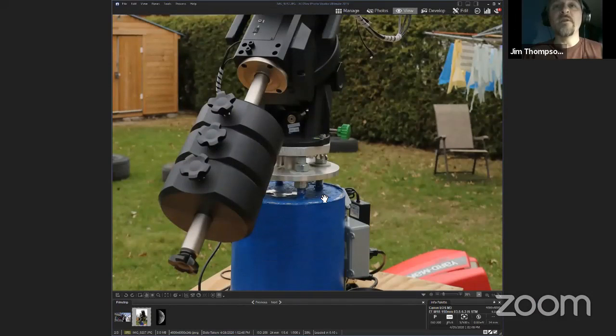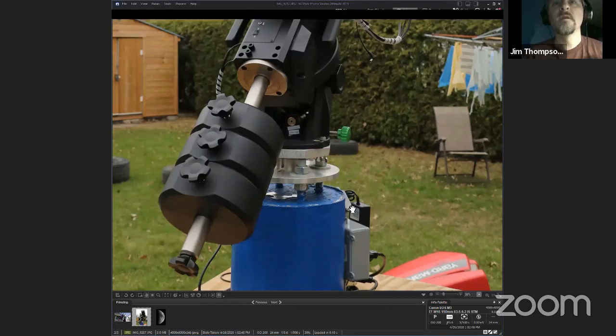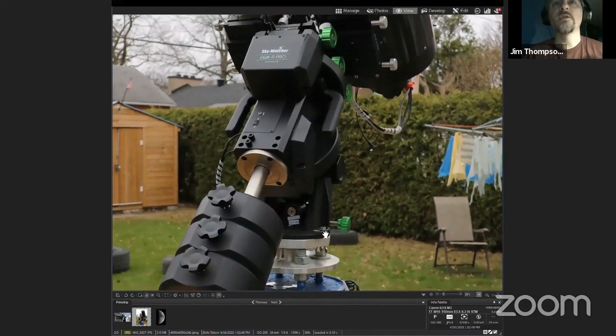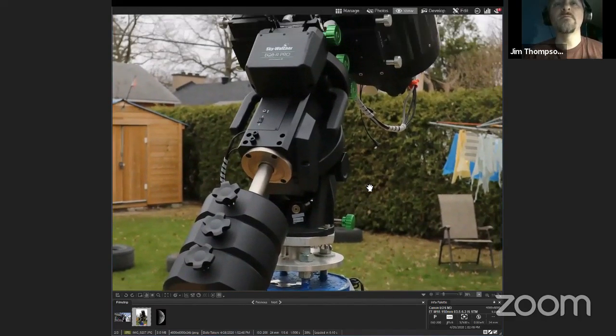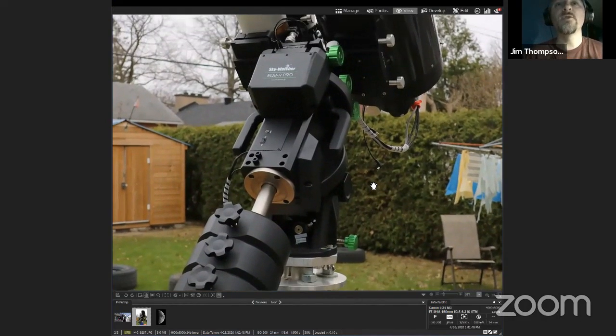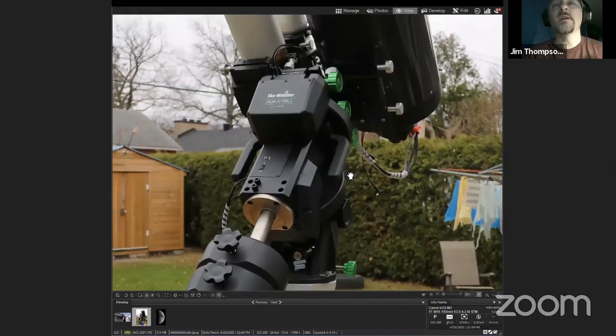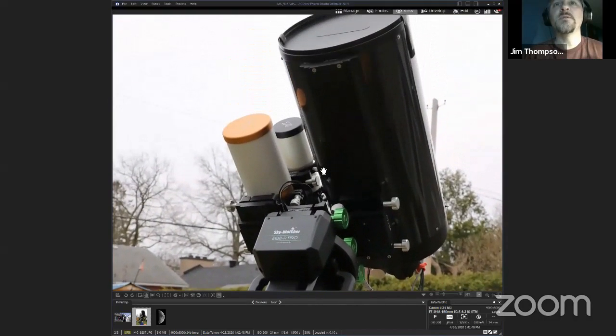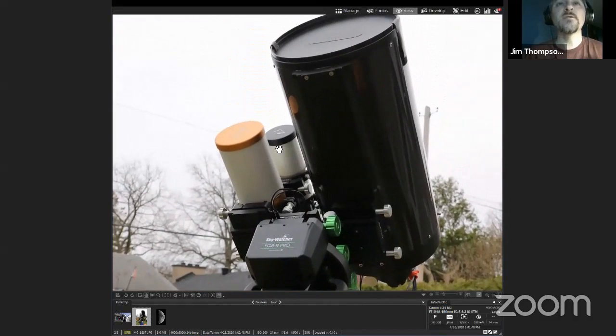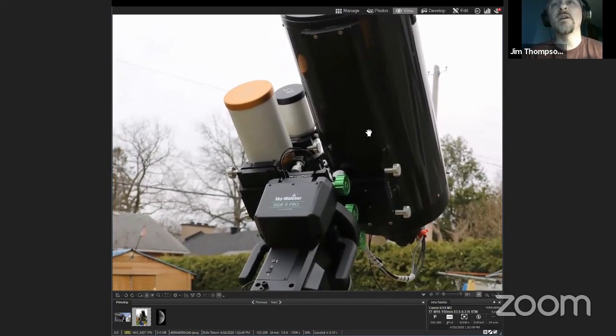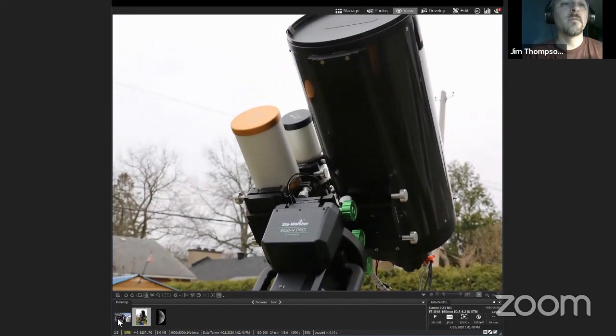So I have a concrete pier. It's about 5 feet in the ground. The mount is an equatorial style mount, if you remember from the presentation earlier this afternoon. And on it, I have 3 telescopes at the moment. I have 2 refractors, a 2.5 inch, a 4 inch, and then I have a 10-inch diameter Ritchey-Chrétien telescope. And that is the telescope that I use for my lunar observing.